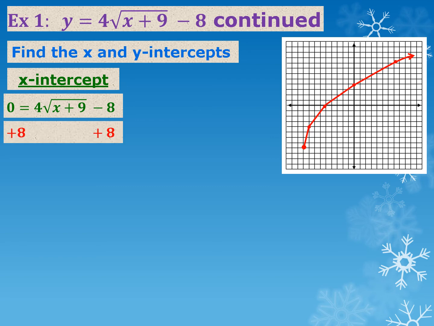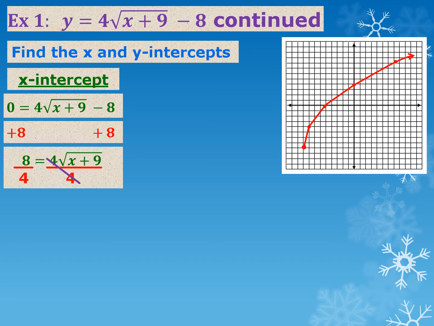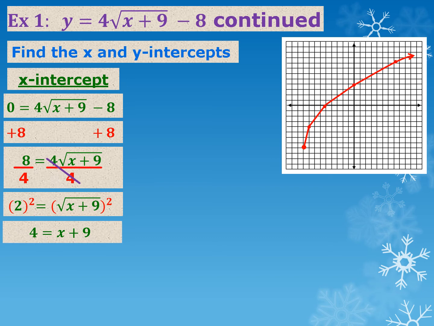So the first thing I'm going to do is add 8. So that gets me 8 equals 4 times the square root of x plus 9. I then divide by 4. And so that gets me 2, because I have to get that square root isolated. Now, how do I undo square rooting something? Opposite of square root is square it. So I'm going to square both sides. So that gets me 2 squared is 4. 4 equals x plus 9. I then subtract 9, and I get -5.